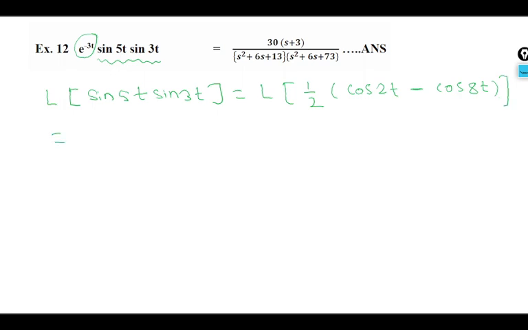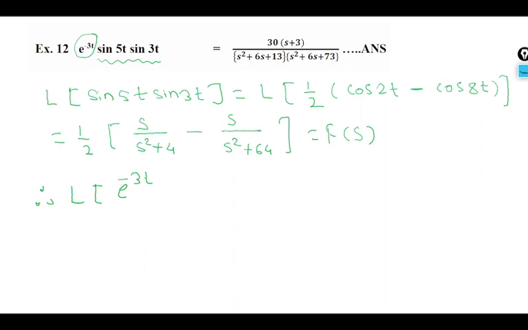But because of the linearity property, this 1/2 comes outside, and Laplace of cos 2t becomes s upon s square plus 4, while the Laplace of cos 8t becomes s upon s square plus 64. Say this is our F(s). If this is F(s), the last part is left. Therefore, we want the Laplace of e raised to minus 3t into sine 5t into sine 3t.